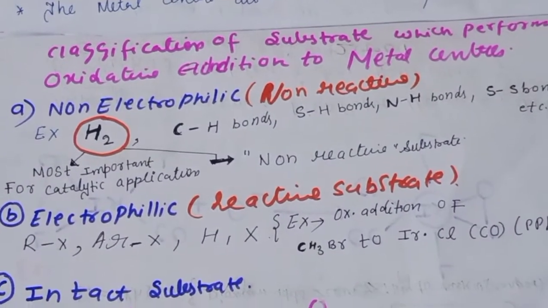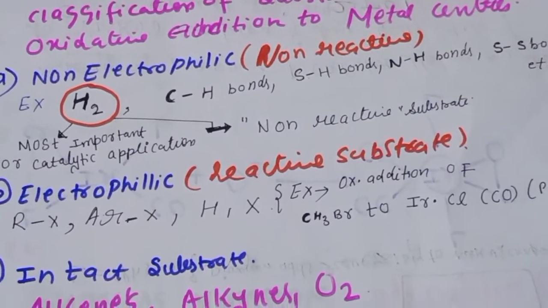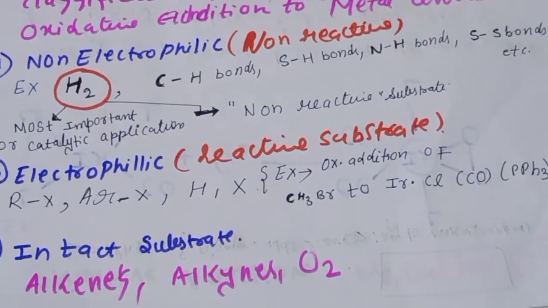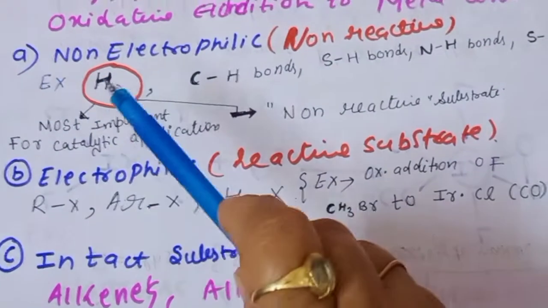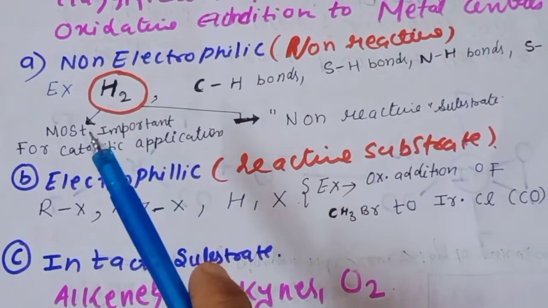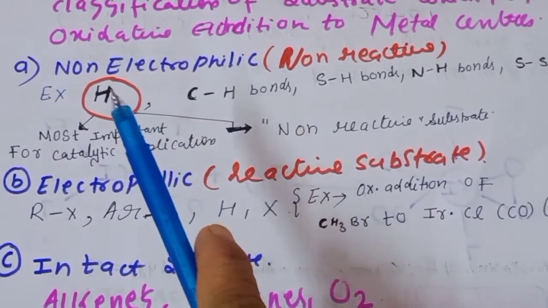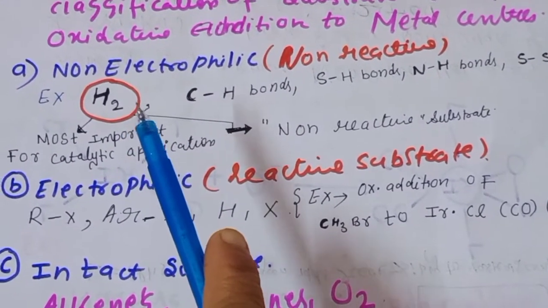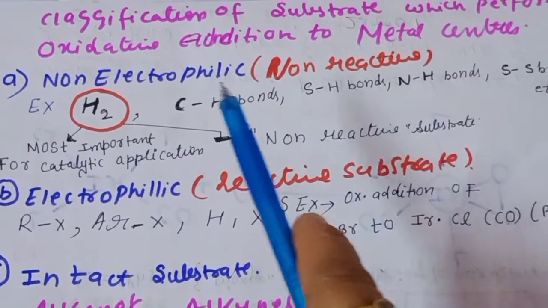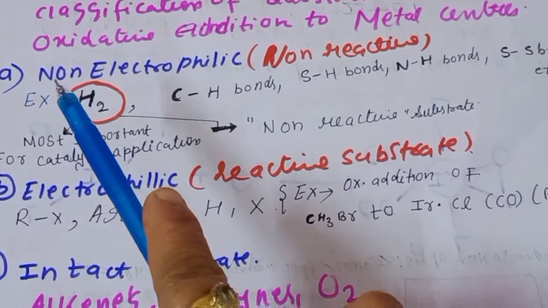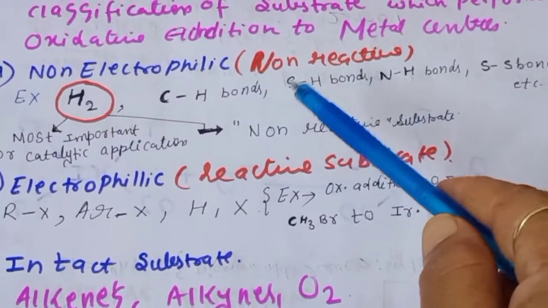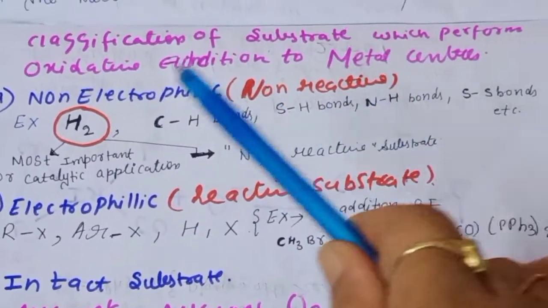As we know, there are different types of reagents. Suppose we take H2. If we talk about H2, it is non-electrophilic in nature and it is a non-reactive species. Most important for catalytic applications, this molecular hydrogen is very important. Other non-reactive, non-electrophilic substrates are C-H bonds, S-H bonds, N-H bonds, S-S bonds. It's also a big topic, but I have just given some examples. If you want, you can write one heading.